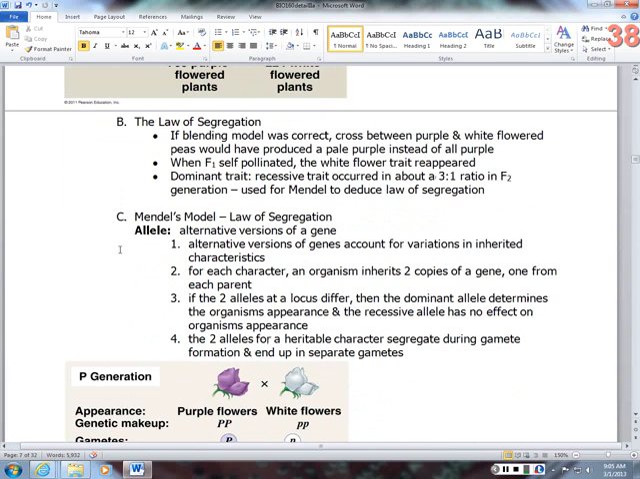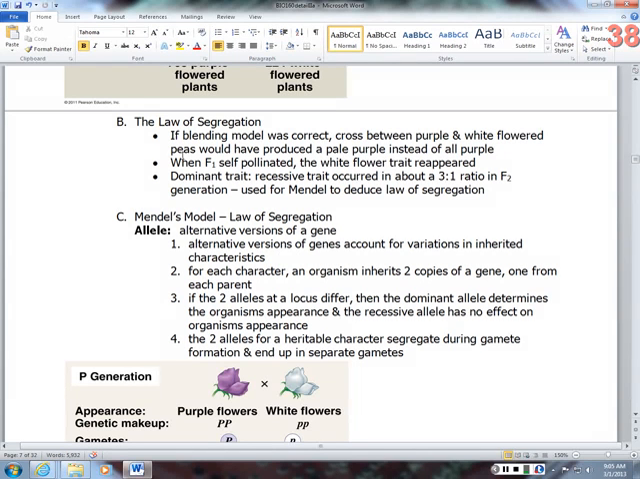So with the law of segregation, if the blending model was correct, when you cross those purple and white flowers, you would have had a pale purple instead, but that's not what we got. What actually happened is you got the purple flowers, and then when you had the F1 generation self-pollinate, the white trait appeared. So you can have recessive traits that you inherit from one of your parents that you don't express, but you can pass it on to your child. And the white is one of those recessive traits that was passed on.